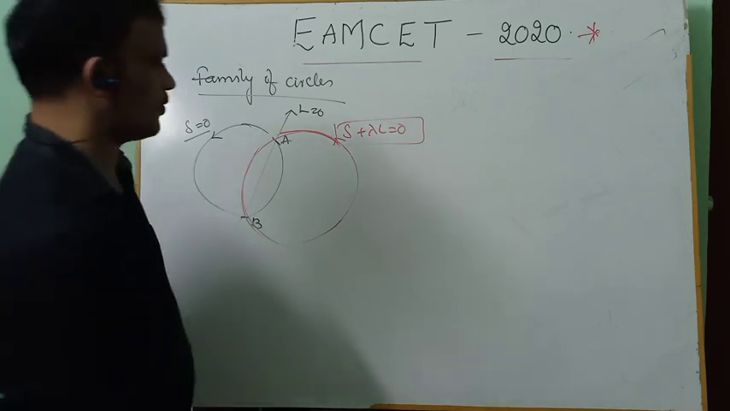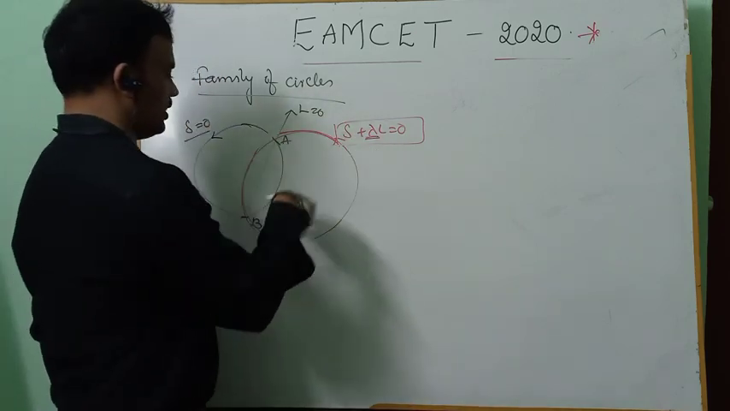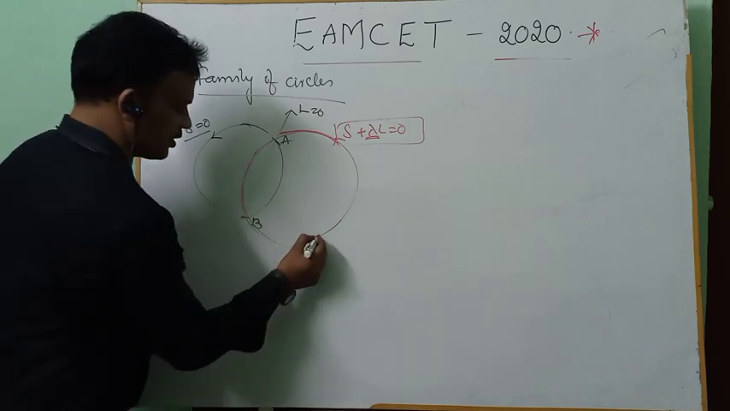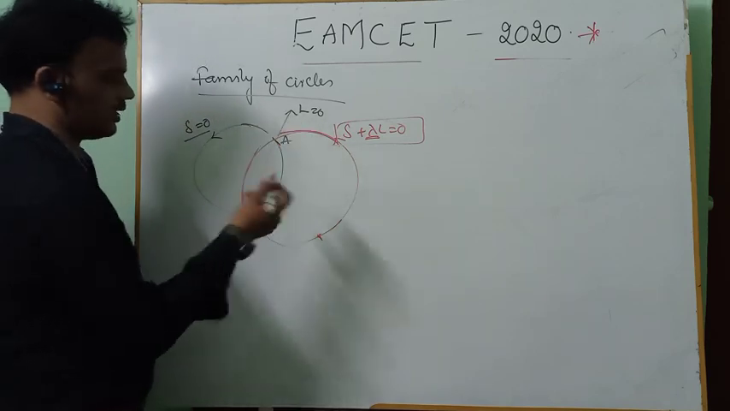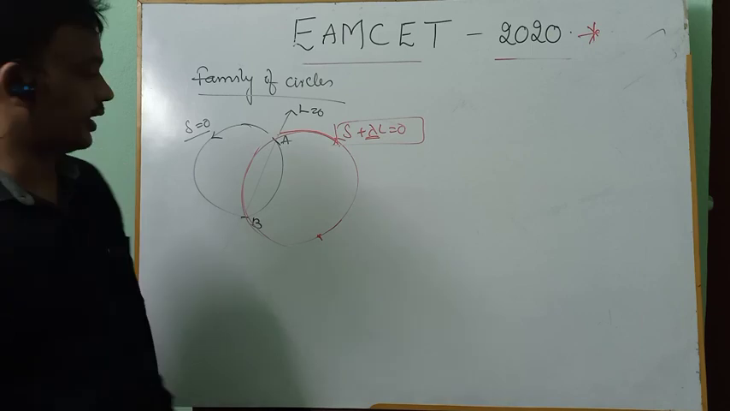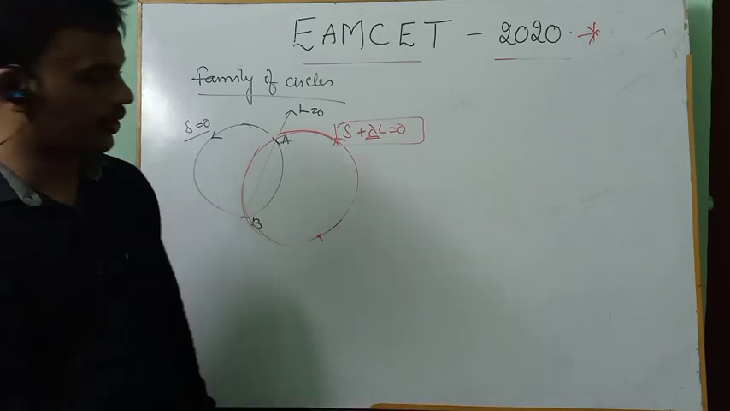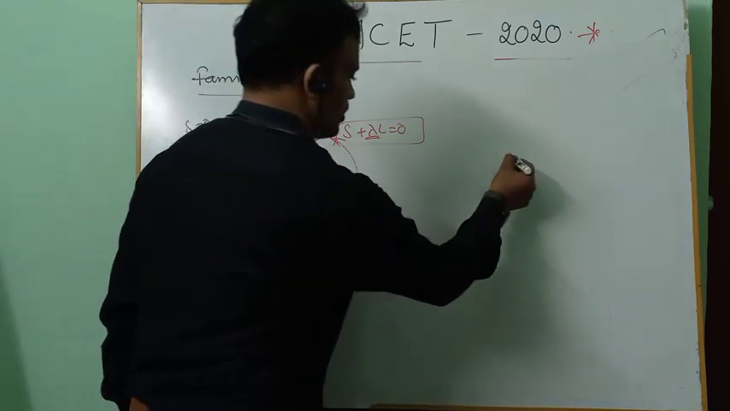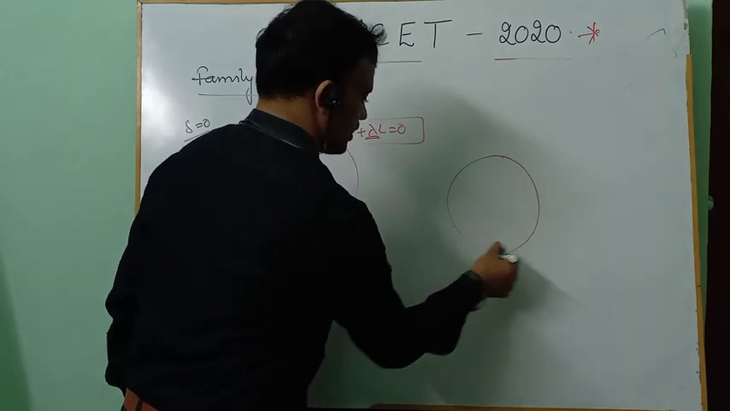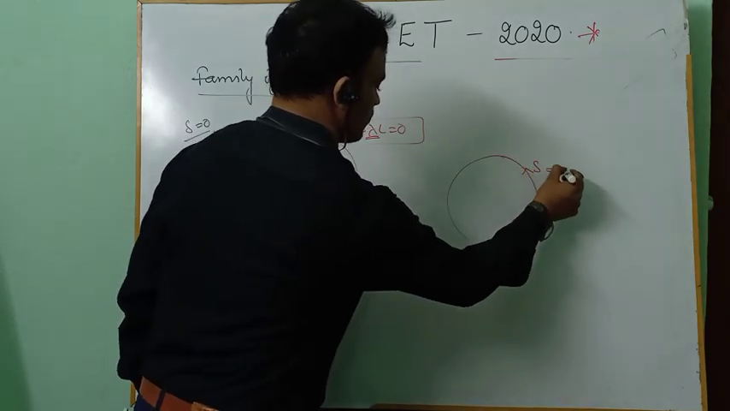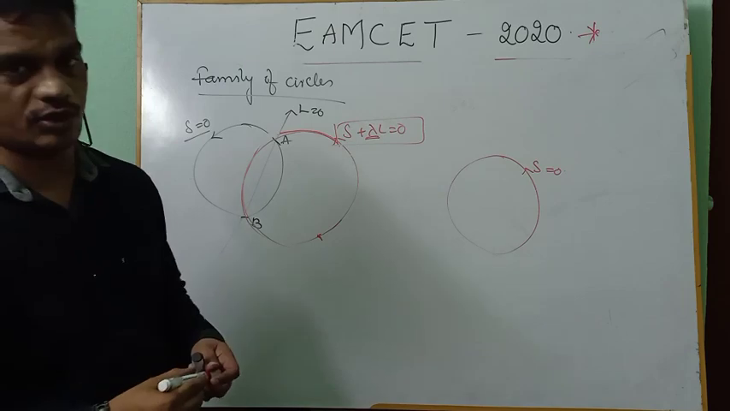Very important concept. After getting that lambda value, they may give some condition, such as it is passing through some particular point and its center lies on some other line. And in this case, one more important thing: there is the circle. This is the given circle, S equals 0.